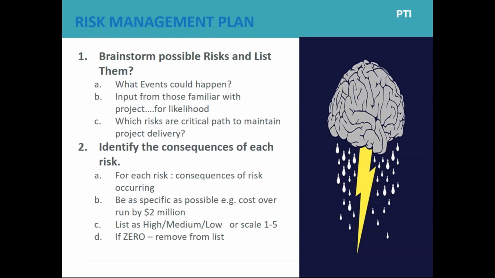What are the consequences of those risks if they occur? I mean, for example, try to be as specific as possible so that if a risk does come to fruition, you've already identified some plans and you already know what the cost impact could be. Whenever you're looking at the consequences of each risk, look at them as high, medium or low. And if the risk is very low, remove it. Forget about it.